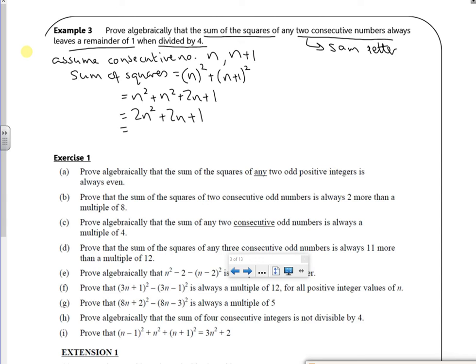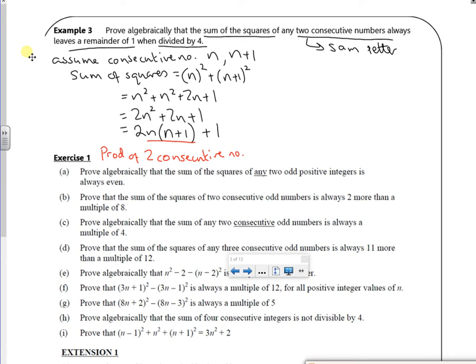Let's have a think about this then. If I take out 2n as a factor, that becomes n plus 1, with a plus 1 on it. Does it say anything about n? So let's have a think about how we can do this. This bit here is a product of two consecutive numbers.